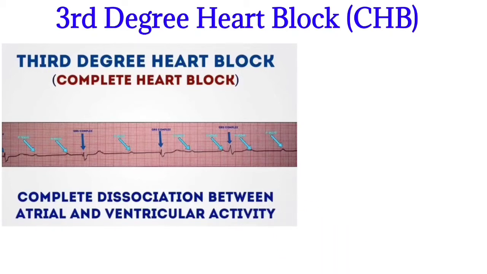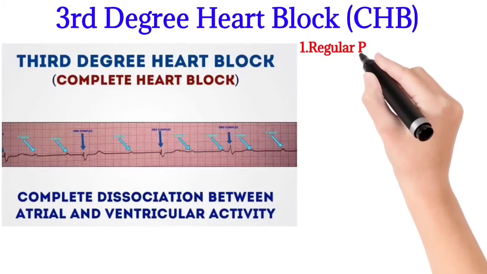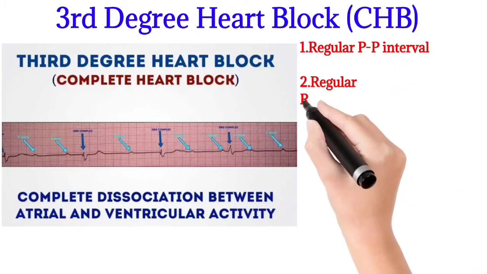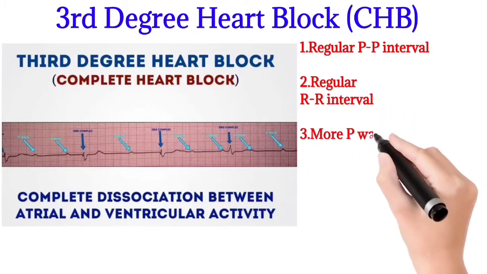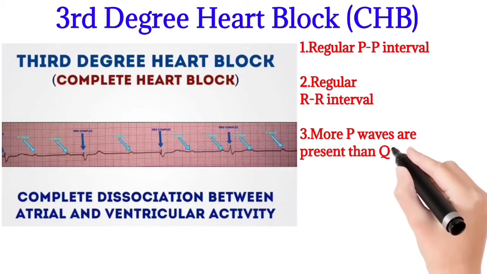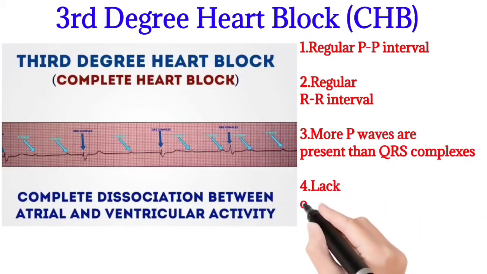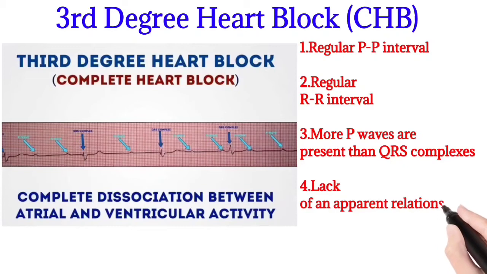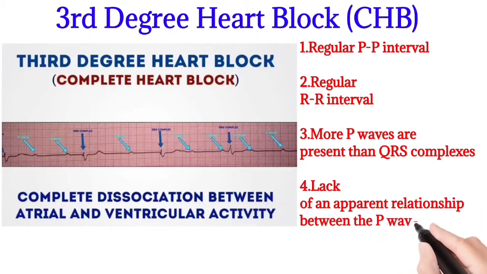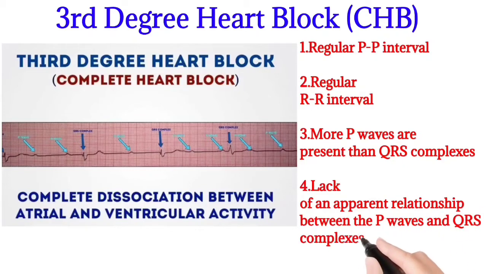Third-degree AV block is electrocardiographically characterized by regular PP interval, regular RR interval, more P waves present than QRS complexes, and lack of an apparent relationship between the P waves and QRS complexes.